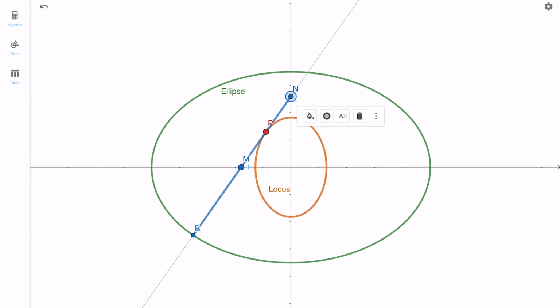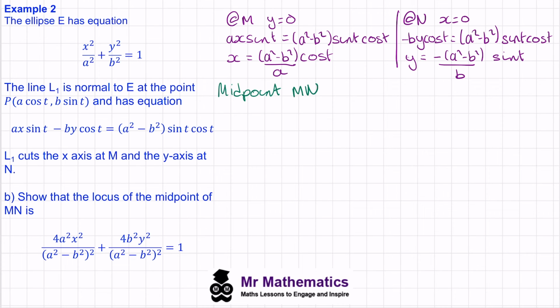So now we need to find the midpoint, which is the red dot P. And we can find this midpoint by using the x value at M and the y value at N. So our midpoint then will be a squared minus b squared over 2a cos t. And the y value will be negative a squared minus b squared sin t over 2b. So what we've done is halve the x value and halve the y value.